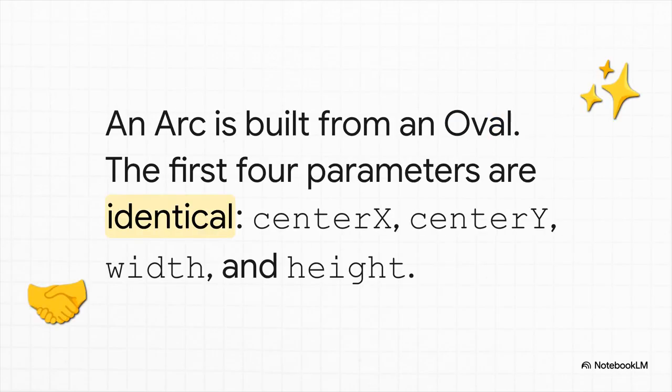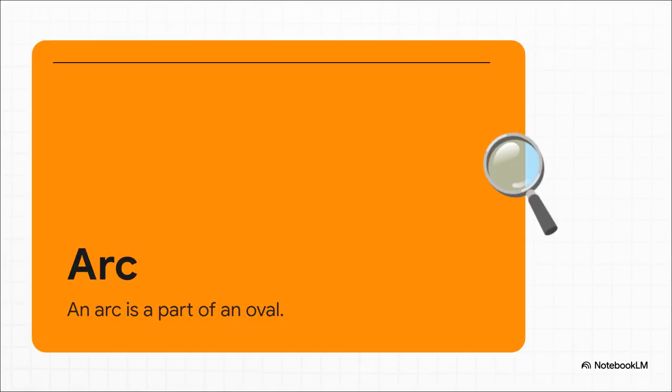See, this is the main idea. An arc isn't some brand new shape you have to learn from scratch. It's simply carved out of an oval that you defined first. Those first four numbers are just setting up that parent oval, its center coordinates, its width, and its height. And that's really all there is to it. An arc is just a piece, a segment of a bigger oval. Once that clicks in your head, the rest is easy. It's just about telling the computer which piece of the oval you actually want to draw.